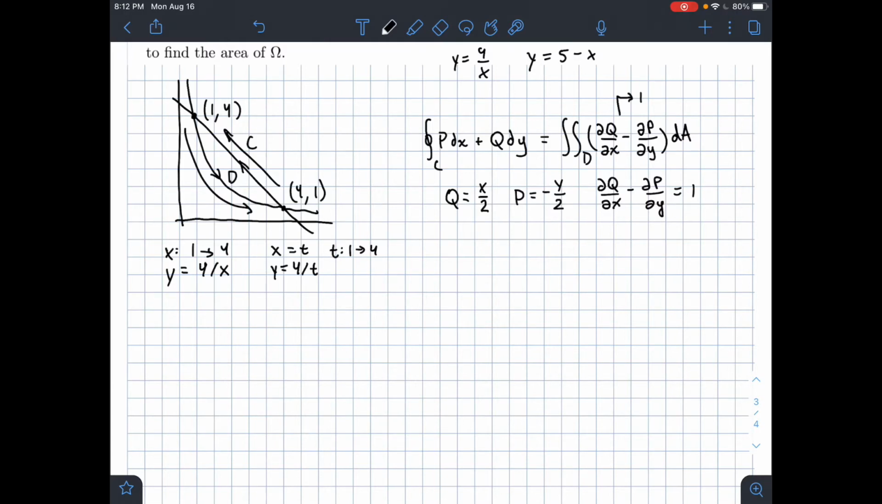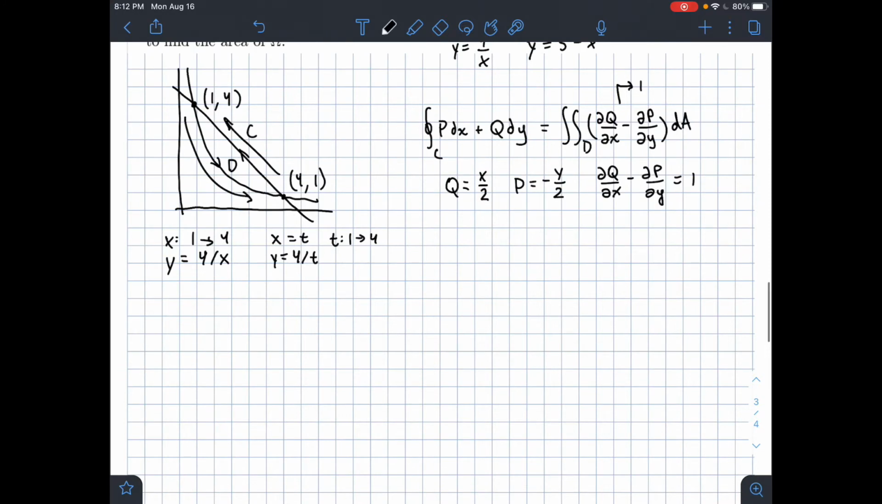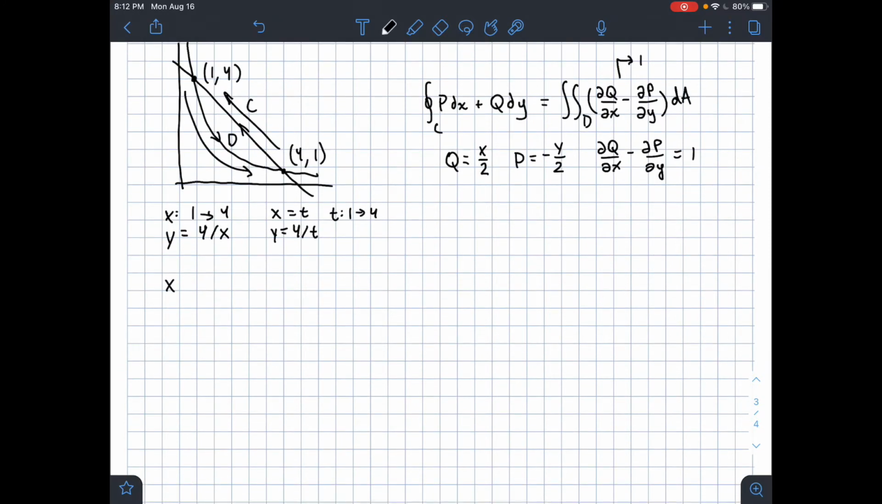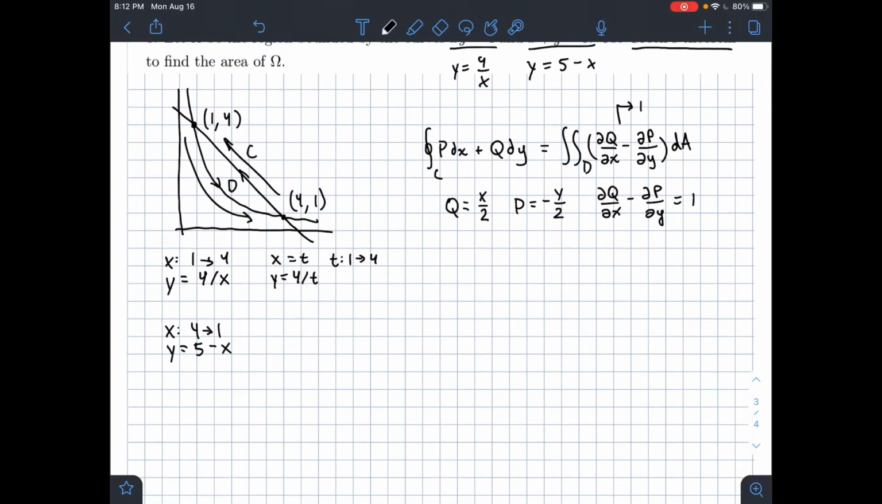Next, we parameterize the second segment of path C, which is along this straight line. And in that path, in the counterclockwise direction, x goes from 4 to 1, and y is defined by 5 minus x. So we parameterize that in the same fashion by setting x equal to t and y equal to 5 minus t.